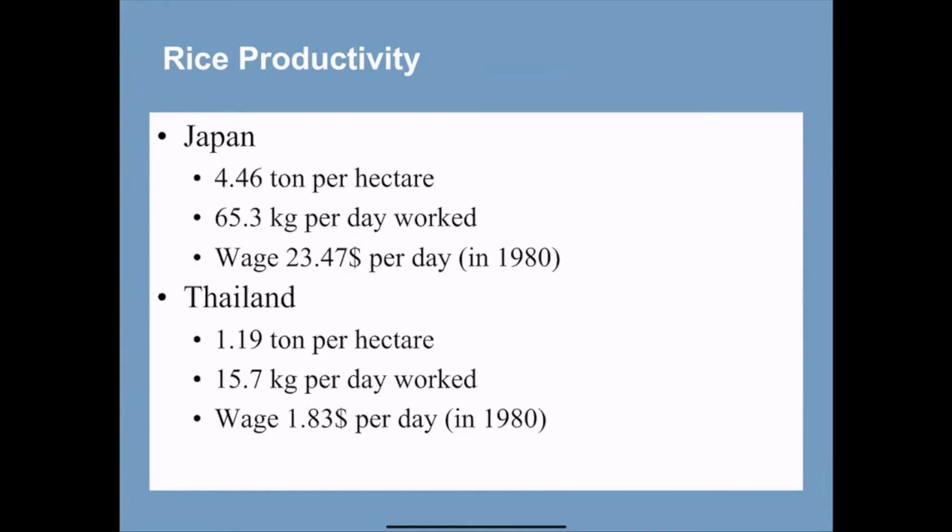Since Japanese farmers produce more than Thai farmers, in this case, if we try to explain this in terms of productivity, it means Japan can make more product than Thailand. Both countries are different in terms of industrial and economic development. Even in 1980, the wage in Japan was about 15 to 18 times higher than Thai workers. So why is it so different?